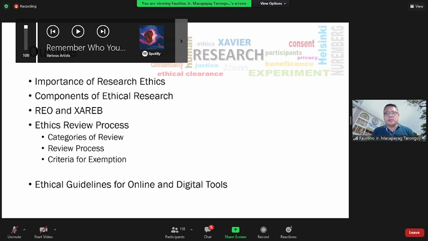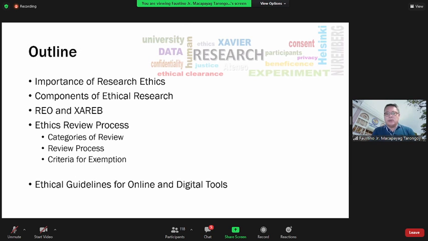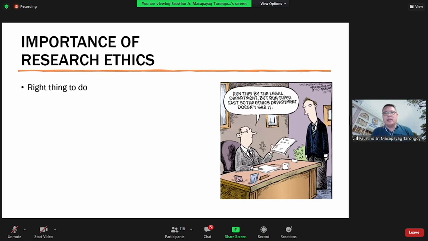General considerations for ethical guidelines for when we use online and digital tools. So when we say research ethics, we need to observe, not just observe, but really incorporate into our mentality, or our attitude. Why do we need to recognize the importance of research ethics? Because in any activity that we do, we have to be guided by what is the right thing to do.